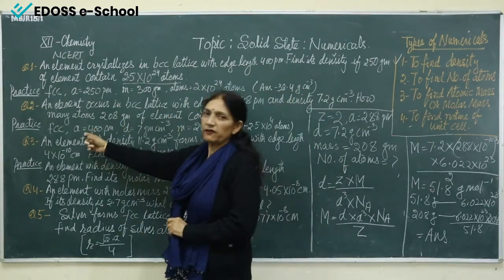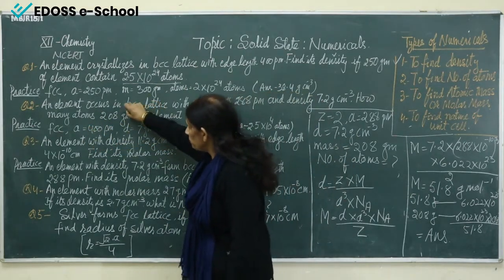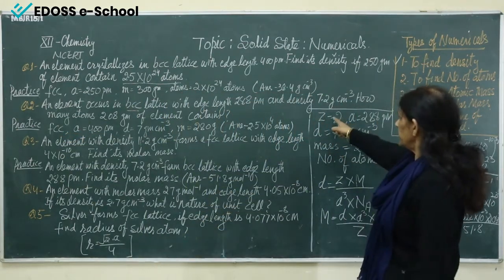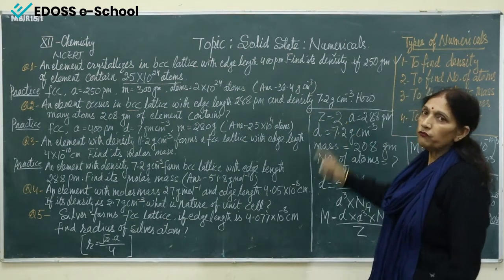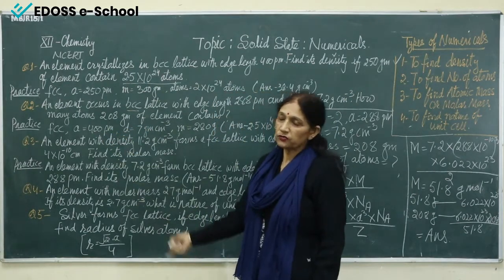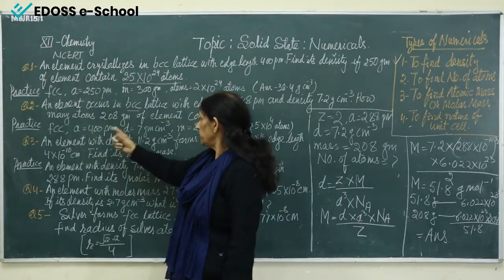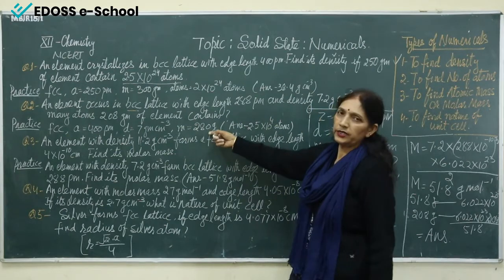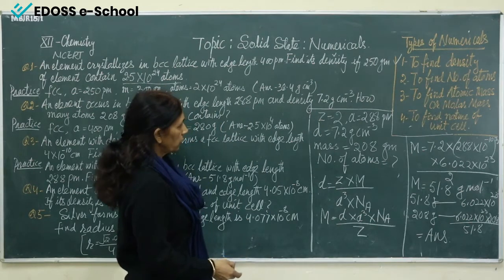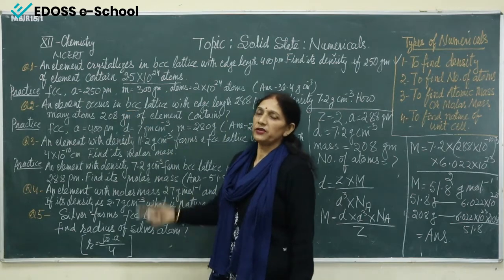Now, the same type of question I have given you for practice also. What is the difference in this question? In place of BCC, here we have an FCC structure. So in the same question, in place of Z is equal to 2, we will put Z is equal to 4. And in the same way, A is given in picometer, so multiply it by 10 raised to power minus 10 and the whole cube for A cube. D is given, M is 280. And this is the answer of the question that you have to do. So this practice question is based on the sample question that I have given to you.